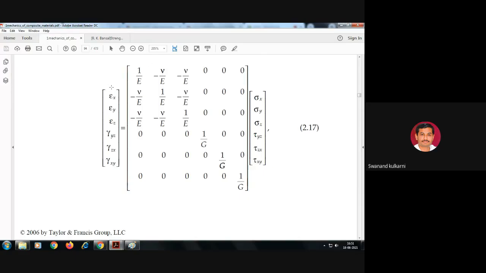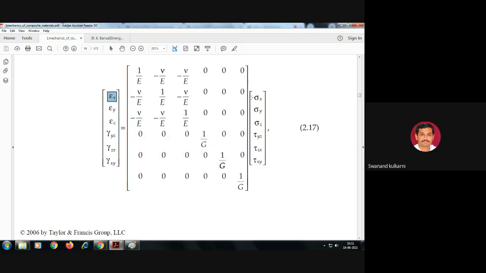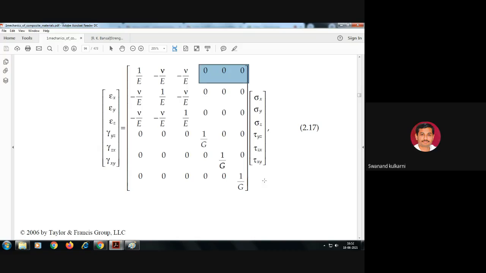For that purpose, there is no such relationship between the stresses and strain in which each and every element is involved. For example, understand the first row: for epsilon x, it is 1 upon E into sigma x minus mu into sigma y minus mu into sigma z. Here this portion is 0. So that recommends that there is no relationship between this portion and these shear strains.